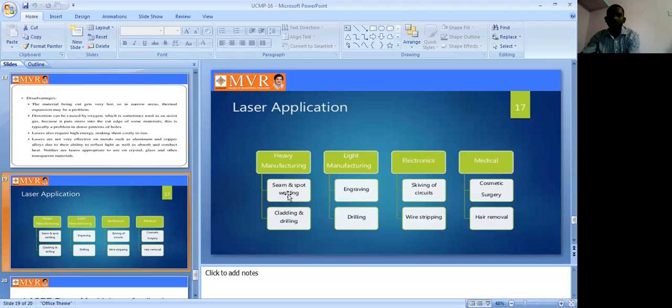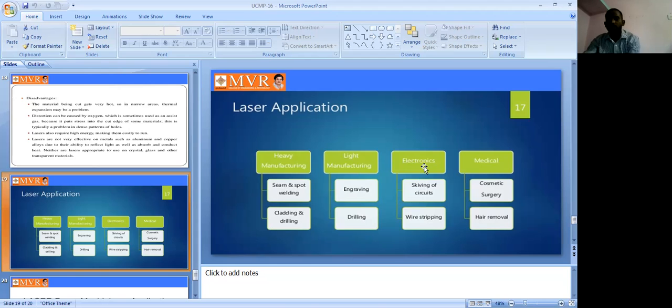What kind of operations are we doing? Spot welding, cladding and drilling are heavy manufacturing operations. In light manufacturing, we can see operations like engraving and drilling. So in light manufacturing also, these two kinds of operations are done with laser beam machining.